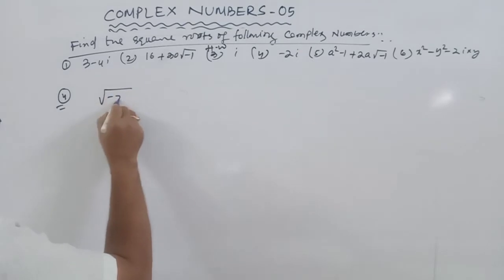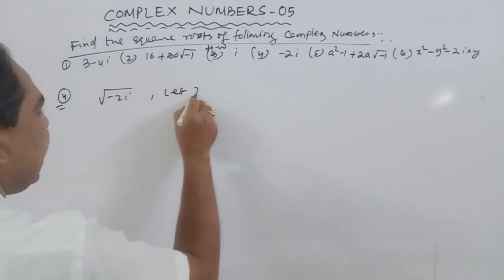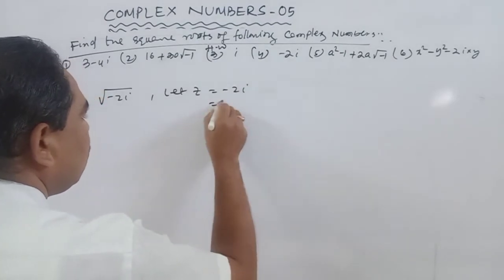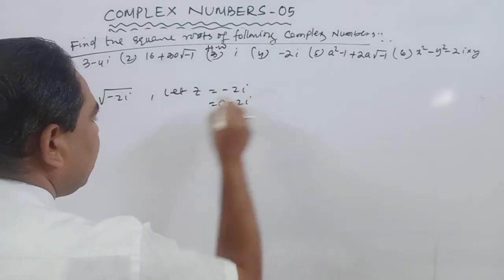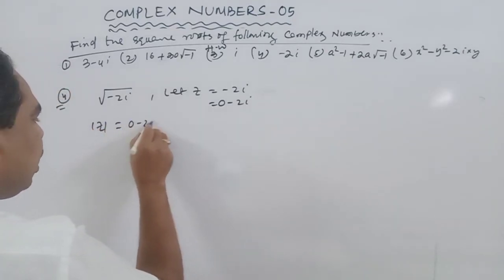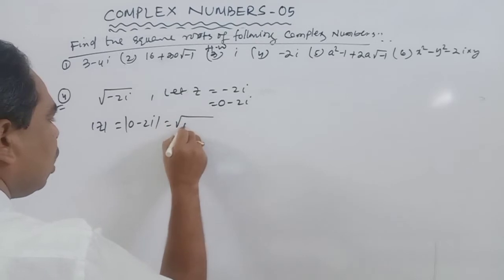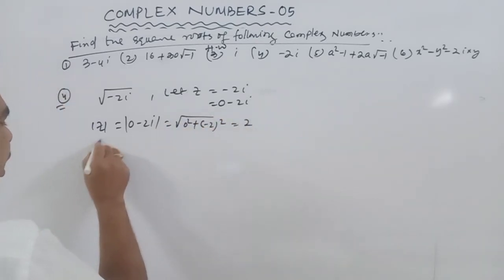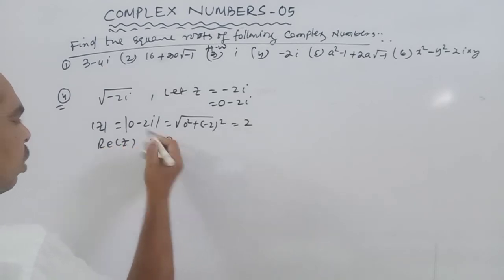The square root of minus 2i. So let z be equal to minus 2i, which is 0 minus 2i. So mod of z is the square root of 0 squared plus (minus 2) squared, that is 2. Real z is equal to 0.